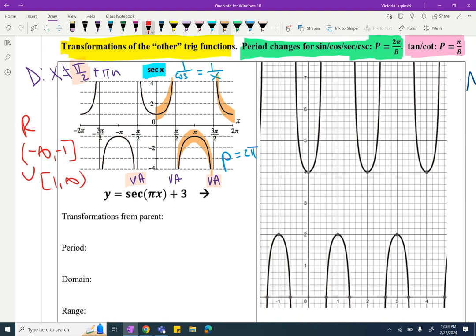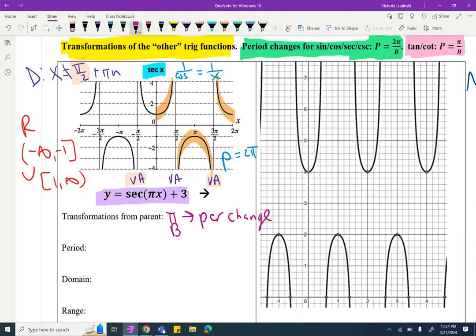What we want to talk about is the transformation. So look at my new secant function, secant of pi x plus 3. I need to now go ahead and decide how each of those new values result in the graph that's on the right. So the pi represents a period change.